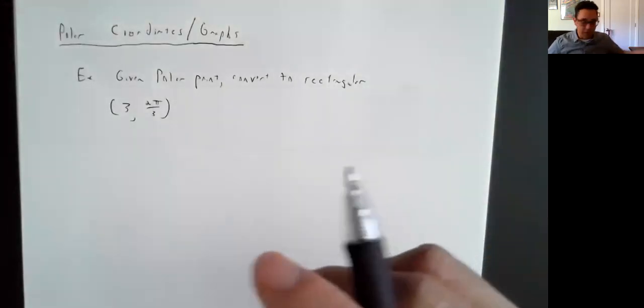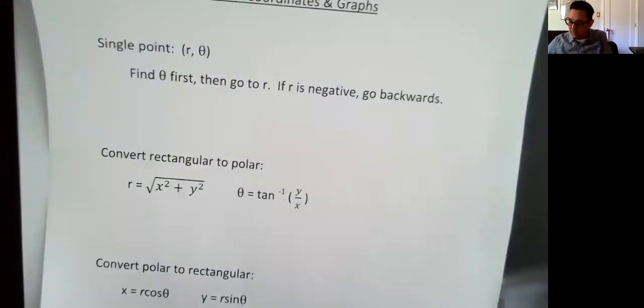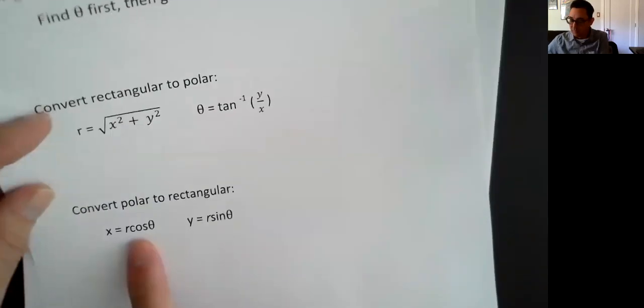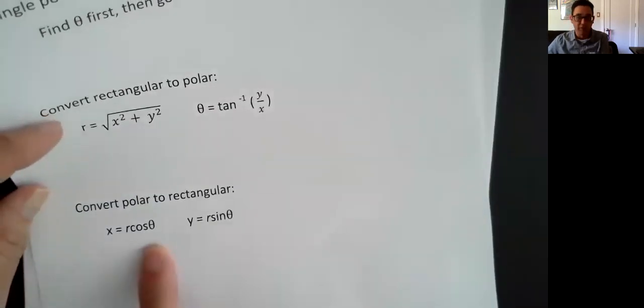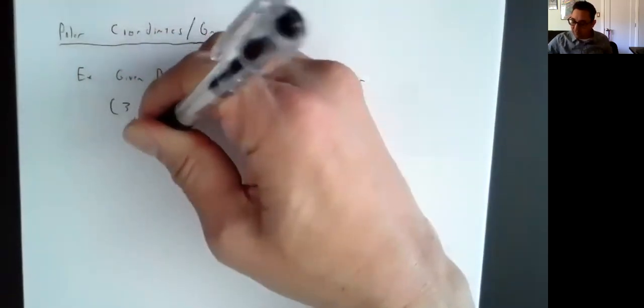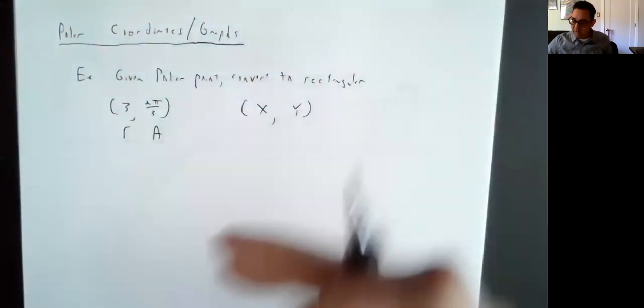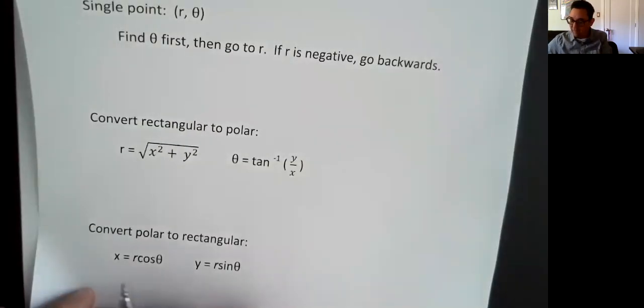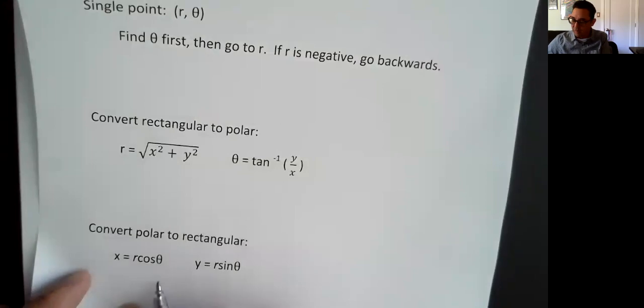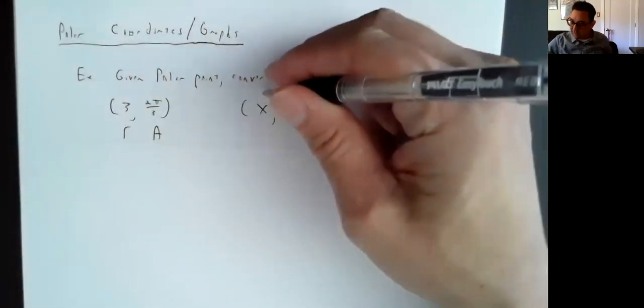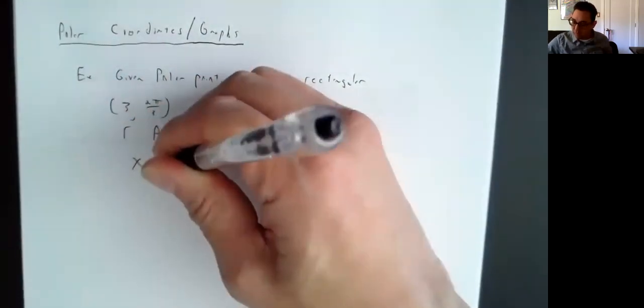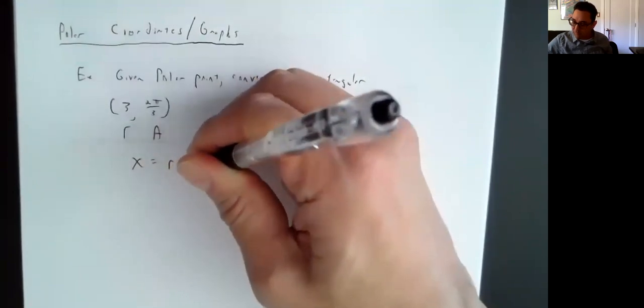So we're going to use this. We are converting polar to rectangular. The rule is what you see right here. This is an R and this is a theta. I want to find the X and the Y. And so the X is going to equal R times the cosine of theta.